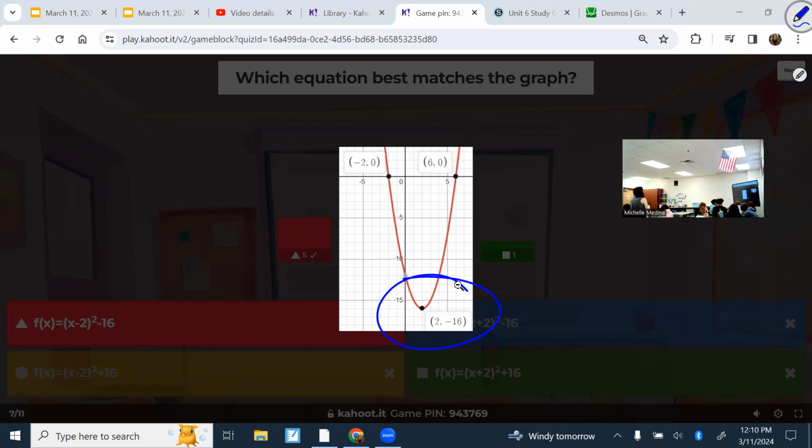And I can use that and plug it into this formula, where (h, k) is for the vertex. So if h is supposed to be 2, I'm plugging in a 2 where the h is. If k is supposed to be -16, I'm plugging that in. The only way you'll have something for the a other than 1 is if it's inverted, which it's not, or if it looks wider or more narrow than the parent graph.